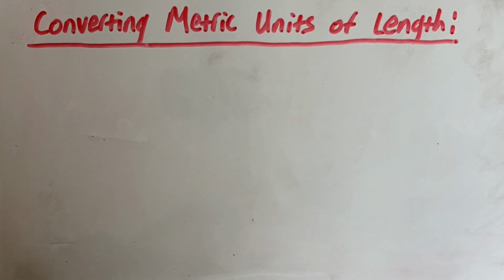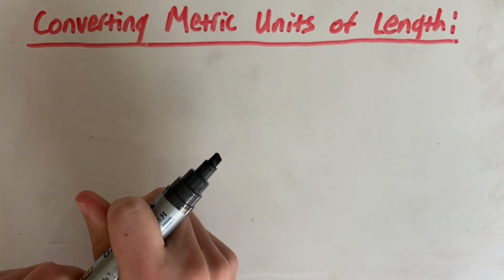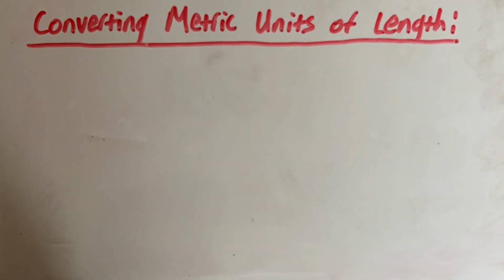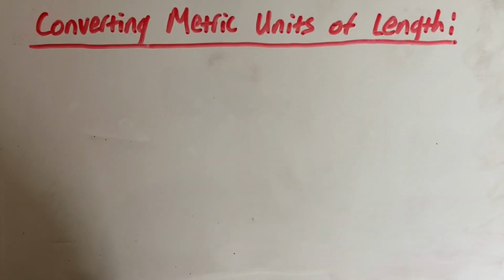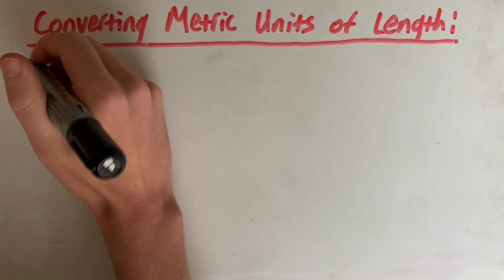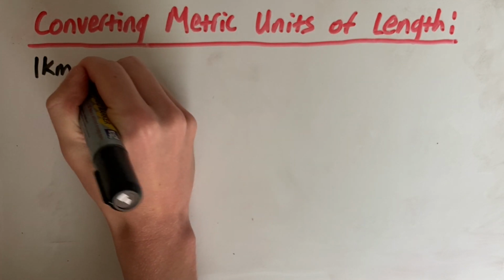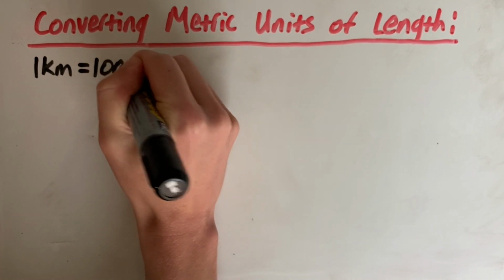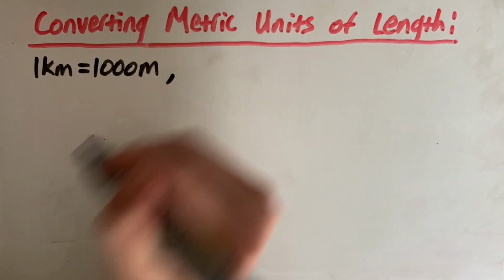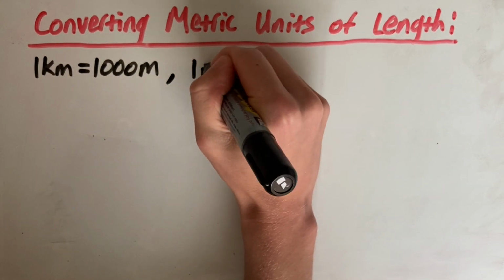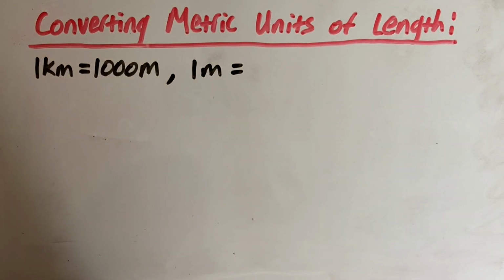In this video, I'm going to show you how to convert between different metric units of length. That includes millimeters, centimeters, meters, and kilometers, and how to convert between them by hand or even in your head. The main thing you need to know is that you have to memorize just 3 things, and once you do that, you can do pretty much any problem and convert between any of these units.